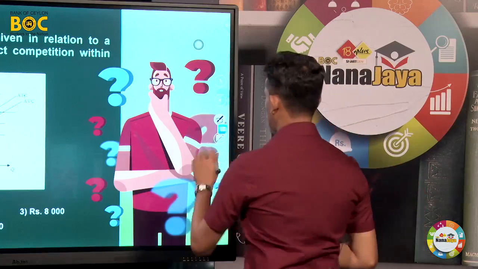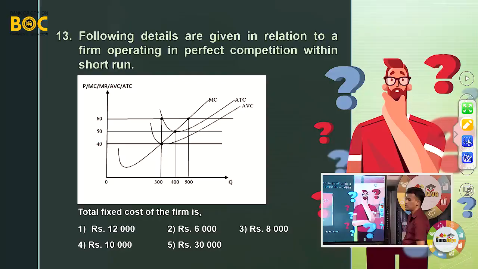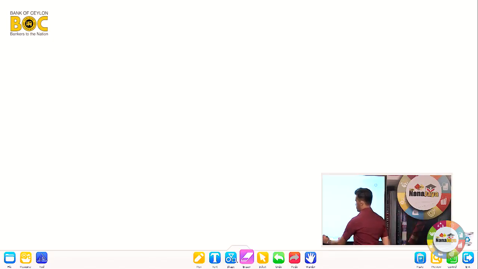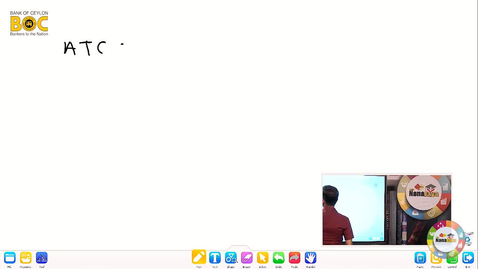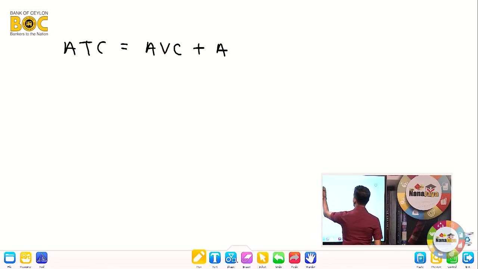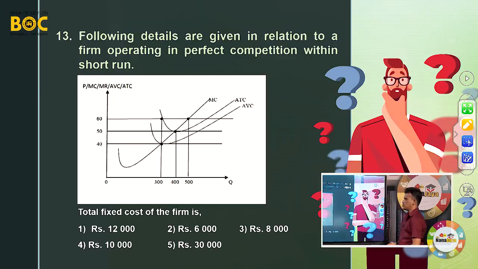Actually, even with the previous explanations, we learned that we are supposed to calculate the total fixed cost here. But in this diagram, we only find the average variable cost and the average total cost. Based on this discussion, we can use the relationship between ATC, AVC and AFC, that is, average variable cost plus average fixed cost is equal to the average total cost.